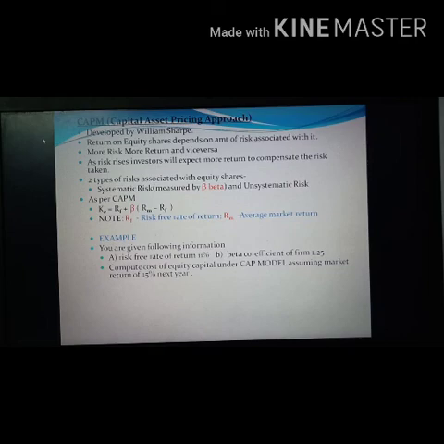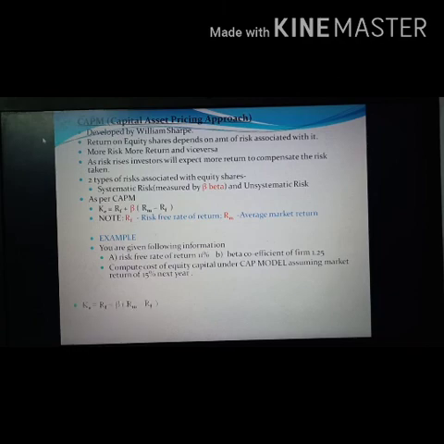So here is an example question for you to understand the concept of the capital asset pricing approach. You are given the following information. The risk free rate of return is given as 11%. The beta coefficient of the firm is 1.25. You are asked to compute the cost of equity capital under the CAP model, assuming the market return of 15% next year. So in this question, the risk free rate of return, RF, is 11%, the 15% is the market return which is expected, that is RM, and the beta coefficient of the firm, 1.25, that means the systematic risk associated with the firm, is also given.